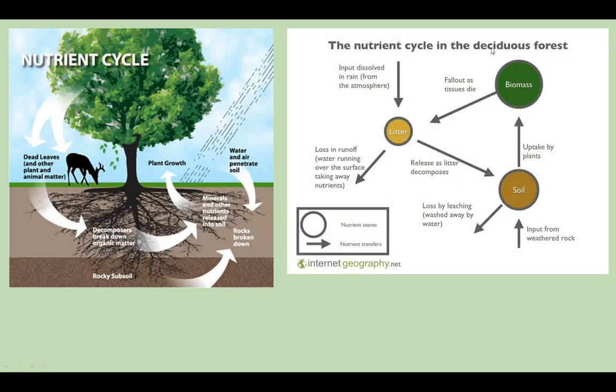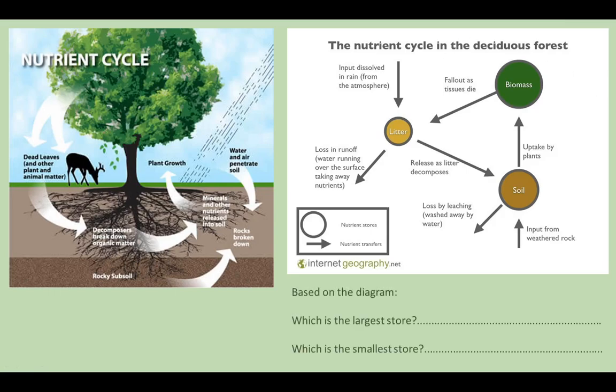If we have a look at this diagram, it's perhaps a little bit simpler to understand. So we've got our three stores. We've got soil, biomass, so plants, and litter, which is the dead plants. And we can see the three stores in those circles, and we can see these lines indicate the different processes or the ways in which the nutrients are moving. So often with this kind of diagram, it's actually drawn to scale. So looking at this, which is the largest store and which is the smallest store? So the largest store we've got is biomass because it's the biggest circle, and the smallest store is litter because that's the smallest circle on this diagram.